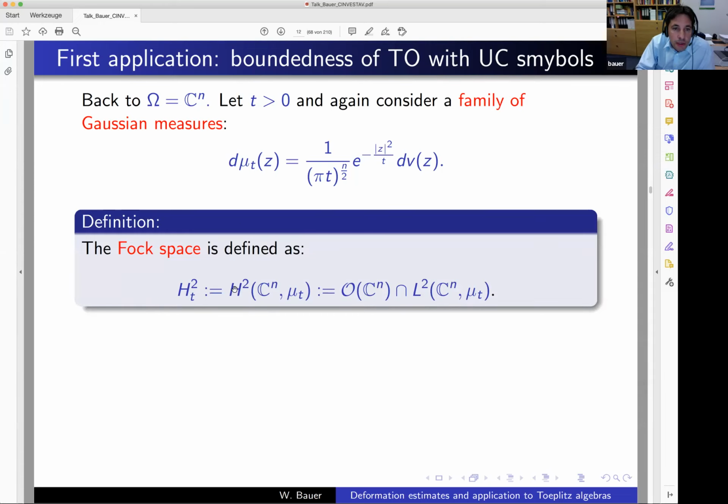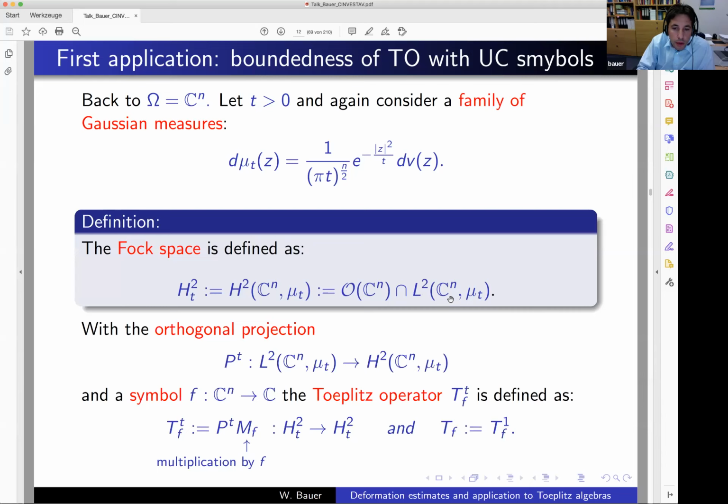And then we already saw the Fock space. Here actually it's a family of Hilbert spaces parameterized by t, and it's just the space of holomorphic L2 functions with respect to this measure mu_t. So this is a reproducing kernel Hilbert space inside this L2 space here. And it's one particular example of the cases we saw in the previous talk. Then we have the orthogonal projection from the L2 space to this Fock space, or Segal-Bargmann space, which is denoted by P_t. So everything depends on t.